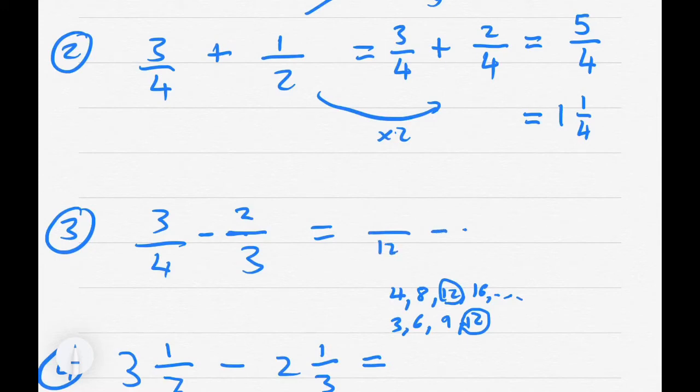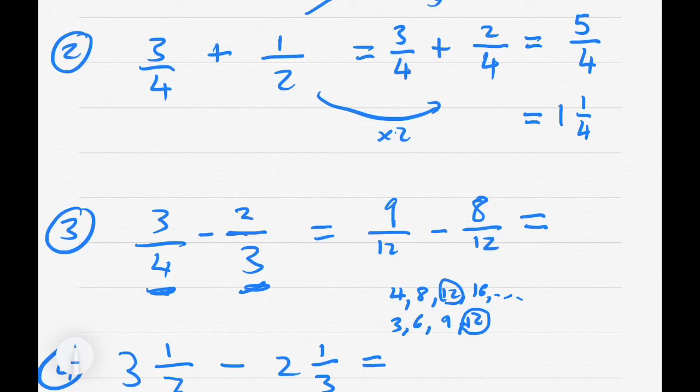So they're both going to be out of 12 this time. Okay, so to get this first fraction out of 12, you have to times the bottom by 3. So we're going to times the top by 3 as well. So 3 times 3 is 9. And then that's over 12. Now the second fraction, we're going to have to times by 4 because 3 times 4 gets us to 12. So we need to do the same to the top. So it's 2 times 4 this time to get to 8.